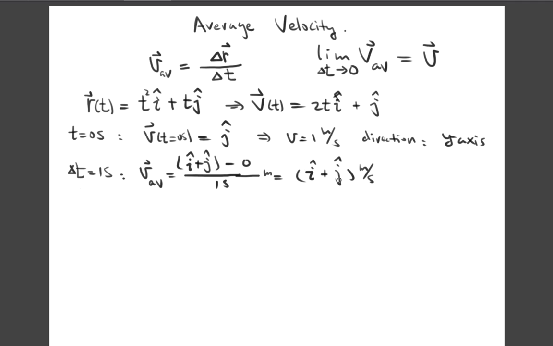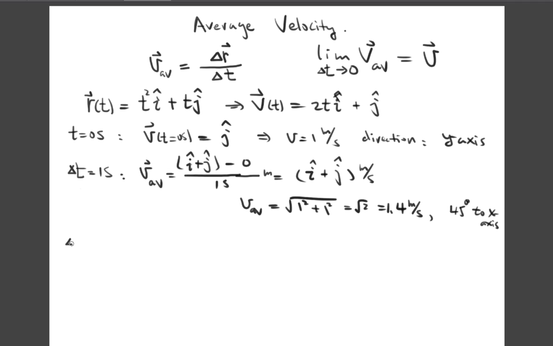meters per second. So its magnitude, the average velocity magnitude, equals the square root of 1 squared plus 1 squared, which equals the square root of 2, which is 1.4 meters per second. And its direction is also along 45 degrees to the x-axis, or 45 degrees to the y-axis.